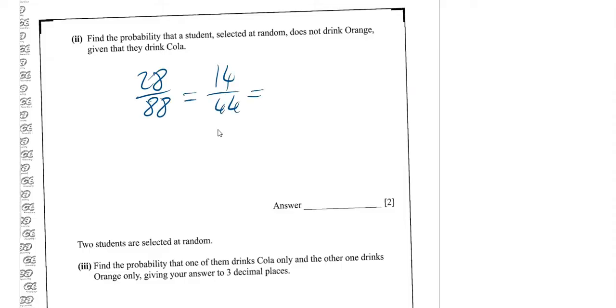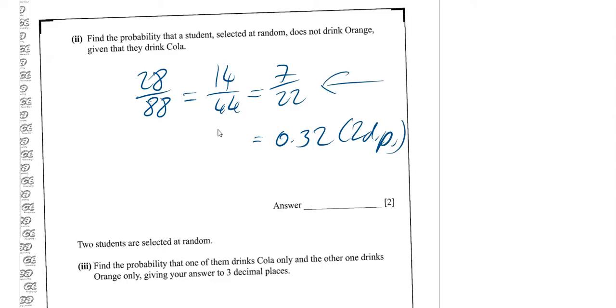So let's write that in. 28 out of 88, and that's then 14 out of 44, which cancels down to be 7 over 22. And that's a better answer, but what they wanted to 2dp, so let's just give them that. So 7 divided by 22 to 2dp's is going to be 0.32 to 2 decimal places. But if we need this later on, use 7 over 22.